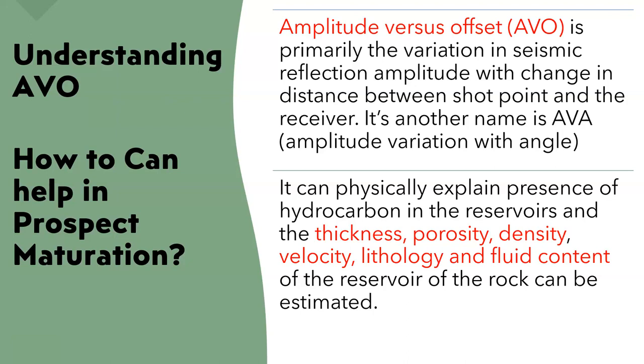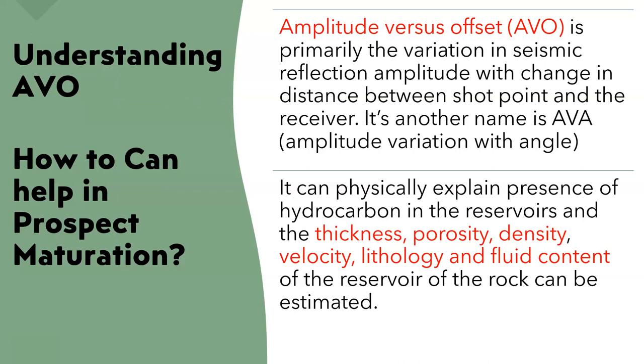First, understand what AVO is. AVO is amplitude variation with offset, and it represents the seismic reflection amplitude with change in the distance between the shot point and the receiver point. It has another name, AVA, which is normally used in the industry, which is amplitude variation with angle. So either with offset or with angle. I'm going to explain what offset and what angle are.